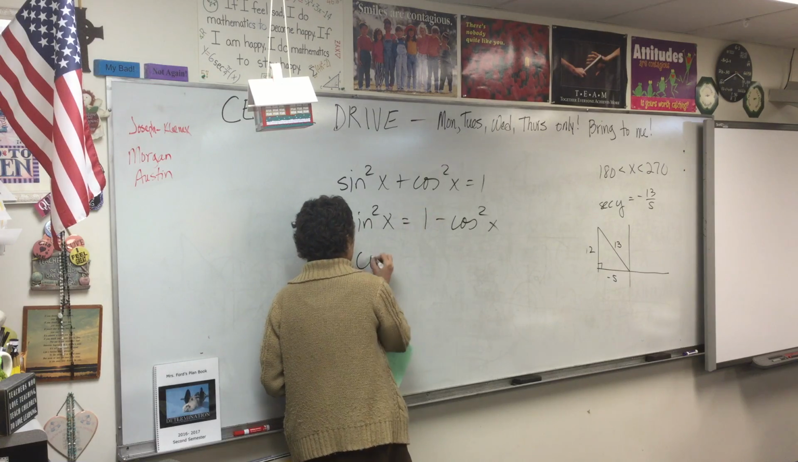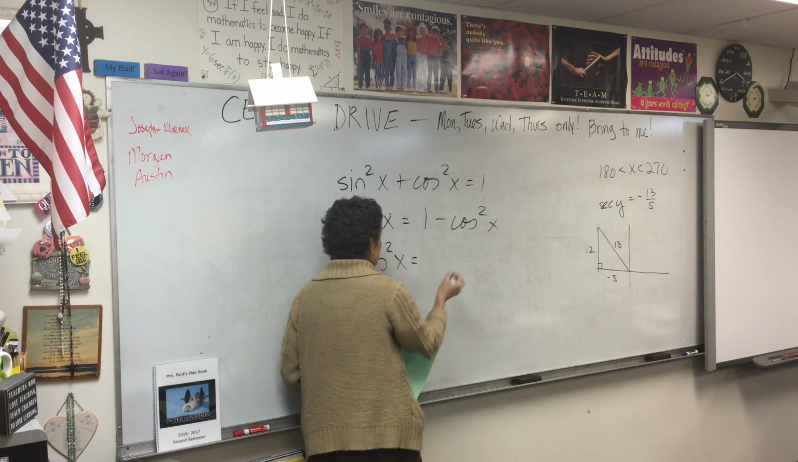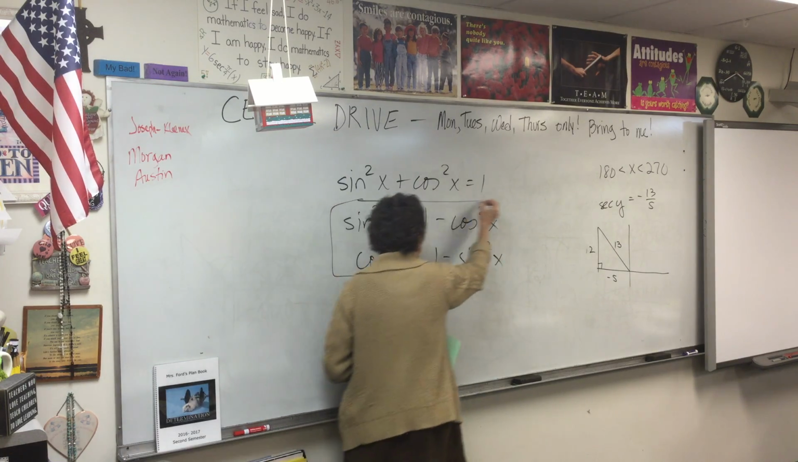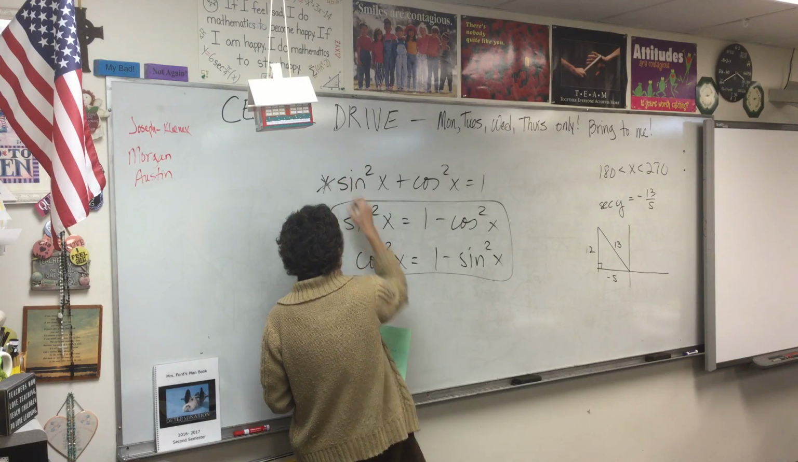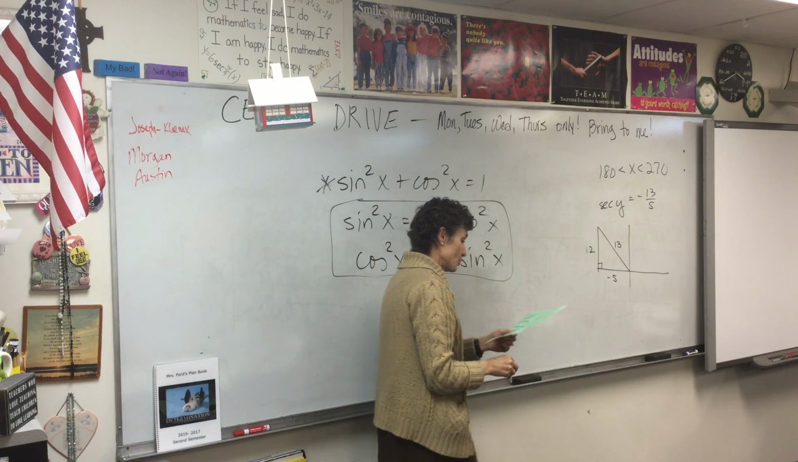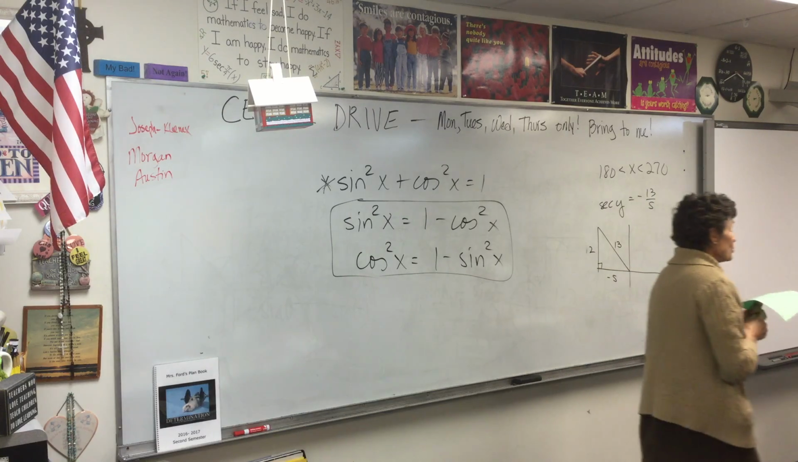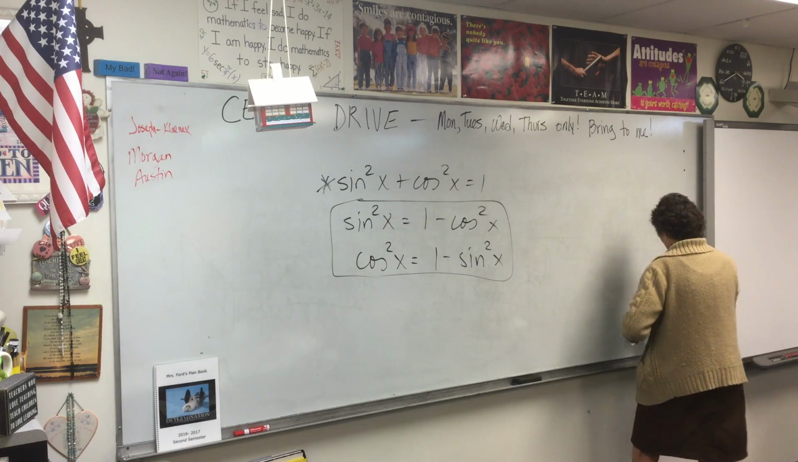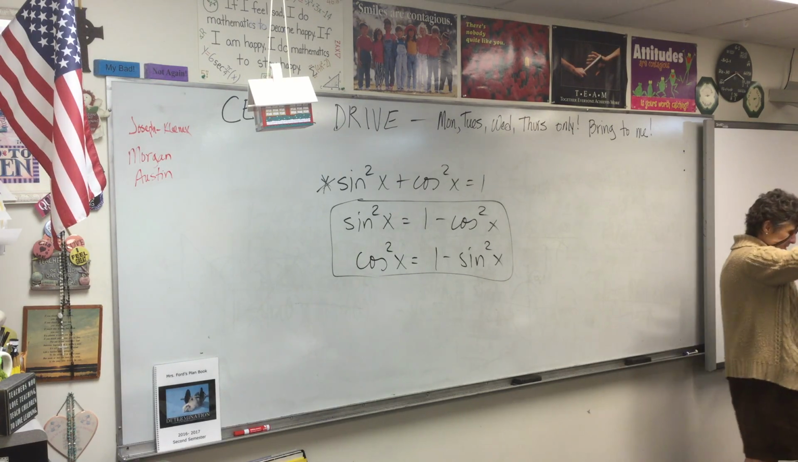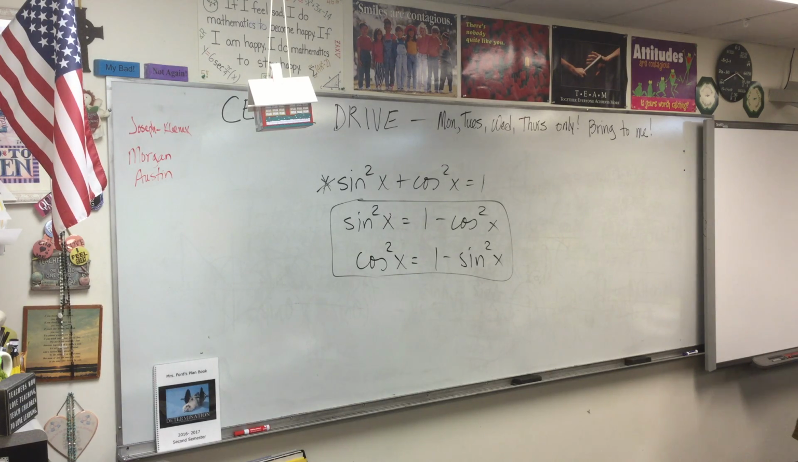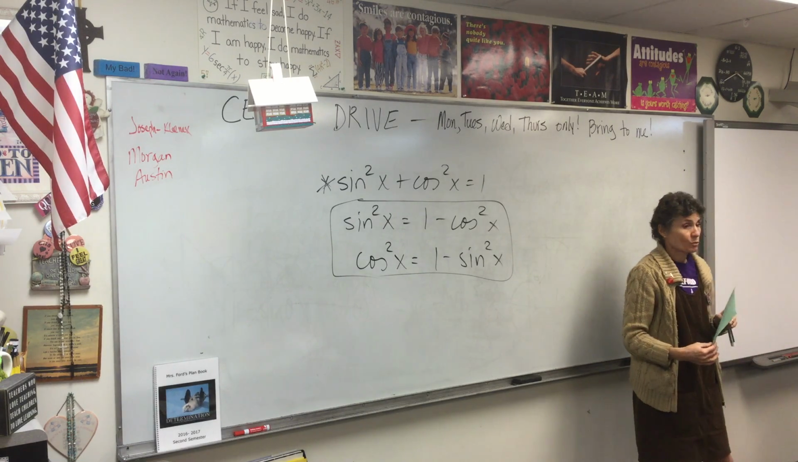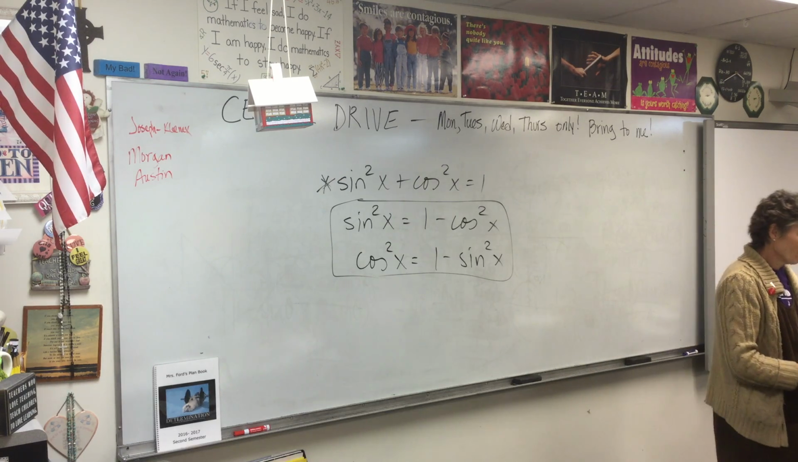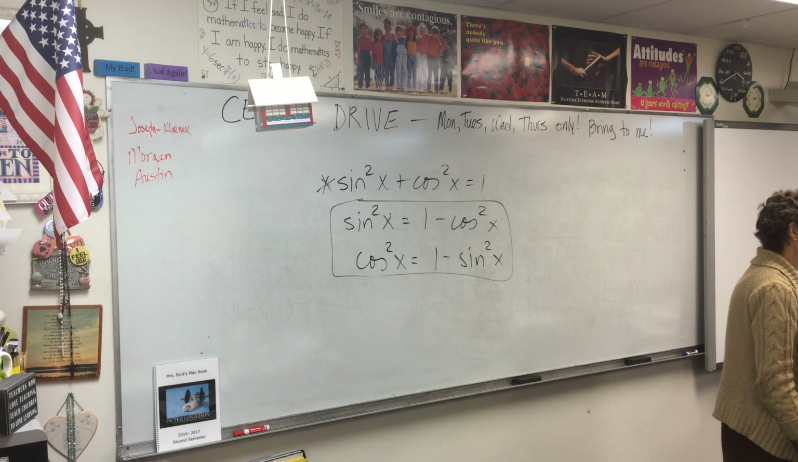And I could do it the other way. Cosine squared is the same as 1 minus sine squared. So add these two. This one's already on your sheet. Add these two right underneath it or next to it or something like that. We're going to use those a lot as we go through our work. So sine squared is the same as 1 minus cosine squared, and cosine squared is the same as 1 minus sine squared. Okay? You are responsible for the co-function identities.